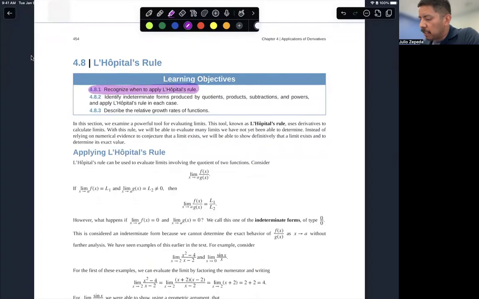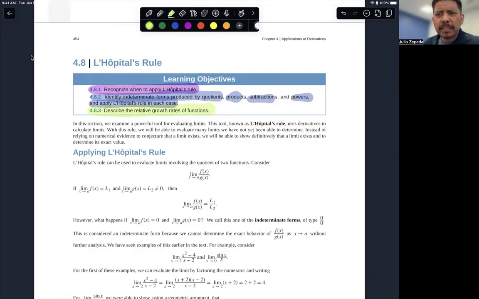Our learning objective 4.8.1 is to recognize when to apply L'Hopital's rule. 4.8.2, identify indeterminate forms produced by quotients, products, subtractions, and powers, and apply L'Hopital's rule in each case. And then finally, describe the relative growth rates of functions.